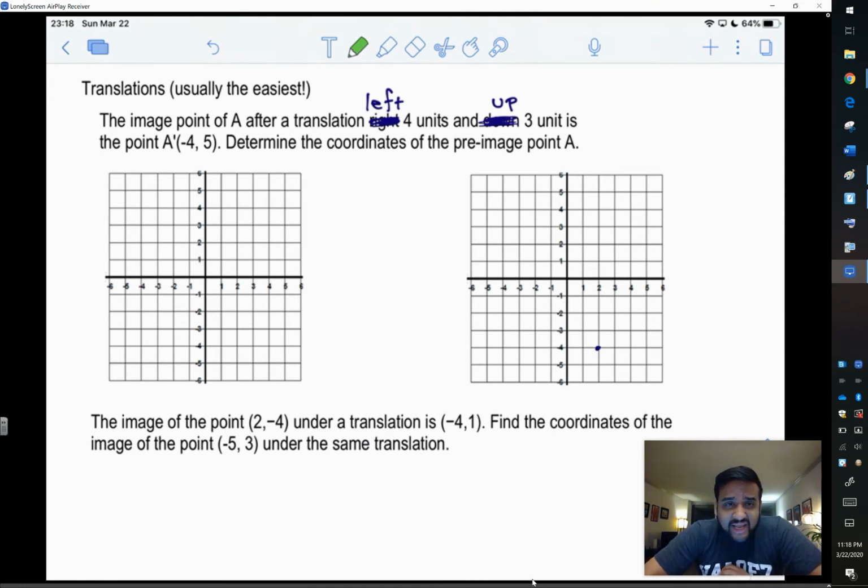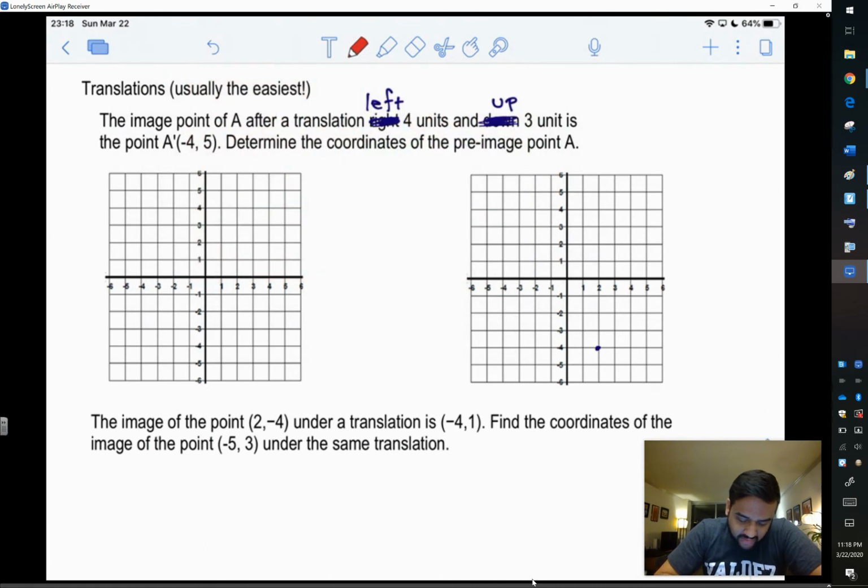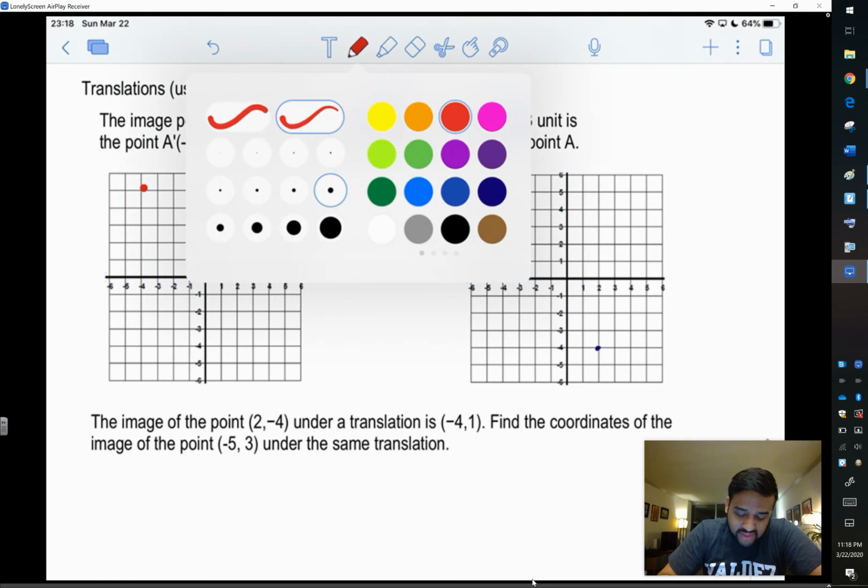The image of point A after a translation left 4 and up 3 is the point A prime, negative 4, 5. Determine the coordinates of the pre-image point A. Let's go ahead and plot where negative 4, 5 is in the first place. That's this dot right here, and we're going to call that point A prime.